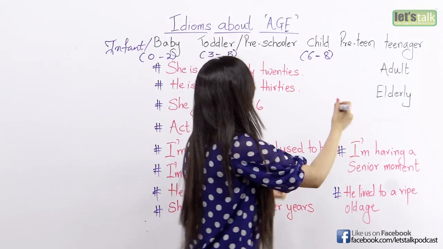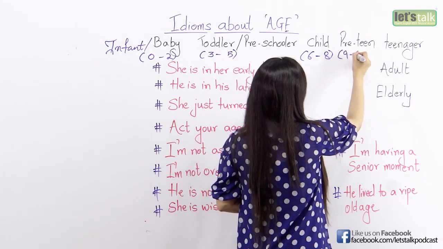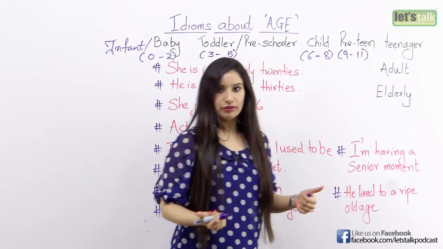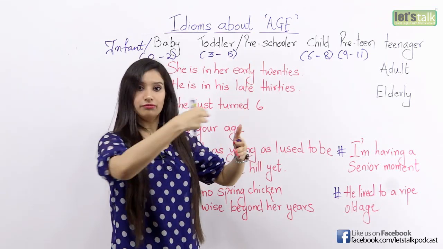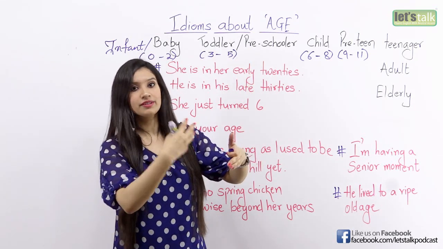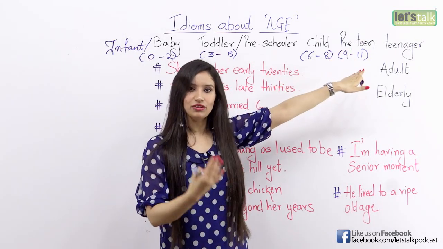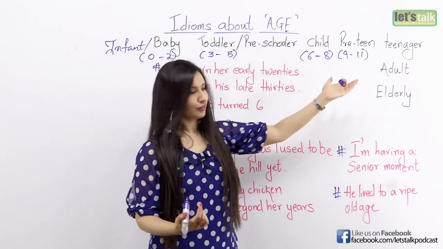Quite obvious. Preteen. 9 to 11. Like I told you, preschooler is somebody who is before school, before he or she starts school. The same way, a child who has not yet started the teenage is called a pre-teenager.